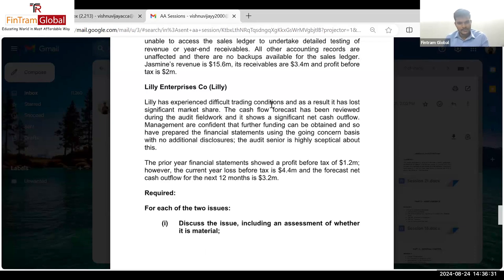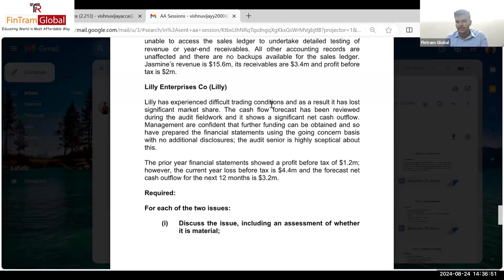So the prior year financial statements showed a profit before tax of 1.2 million. However, the current year loss before tax is 4.4 million, and the forecast net cash outflow for the next 12 months is 3.2 million as well. So based on this, what is the issue?